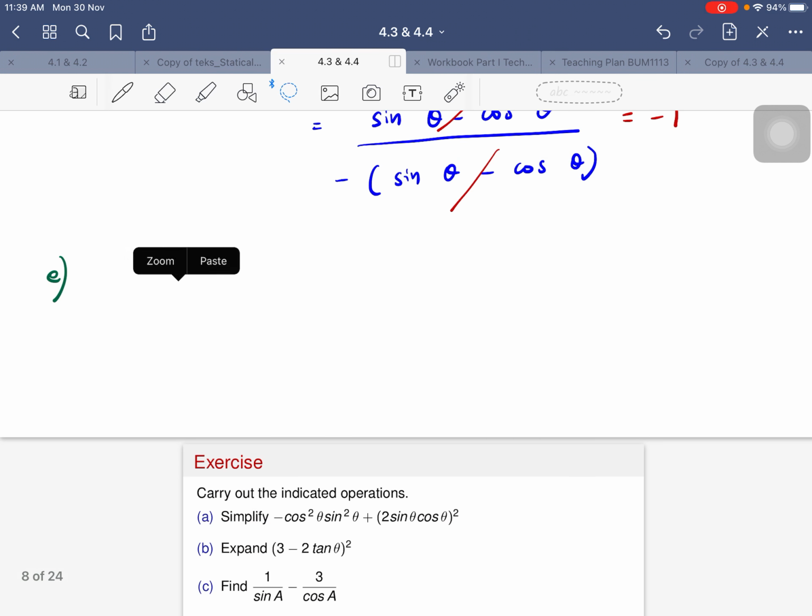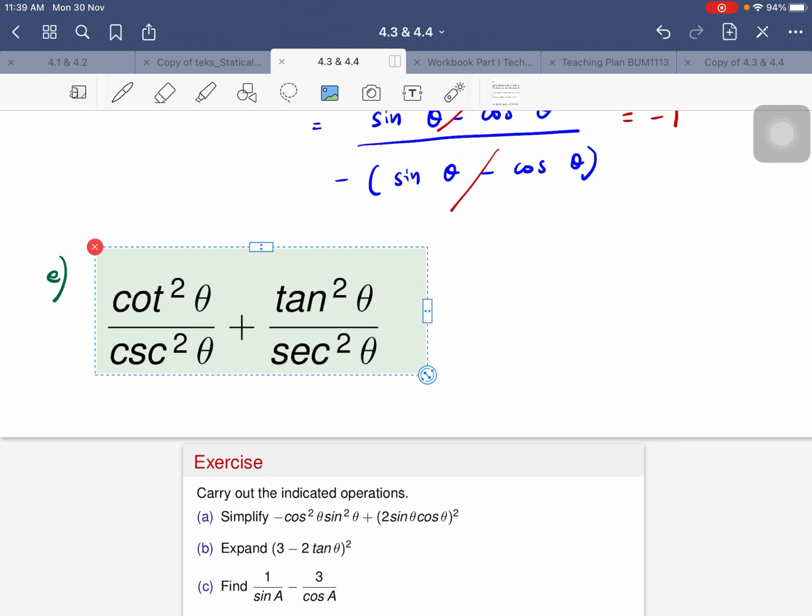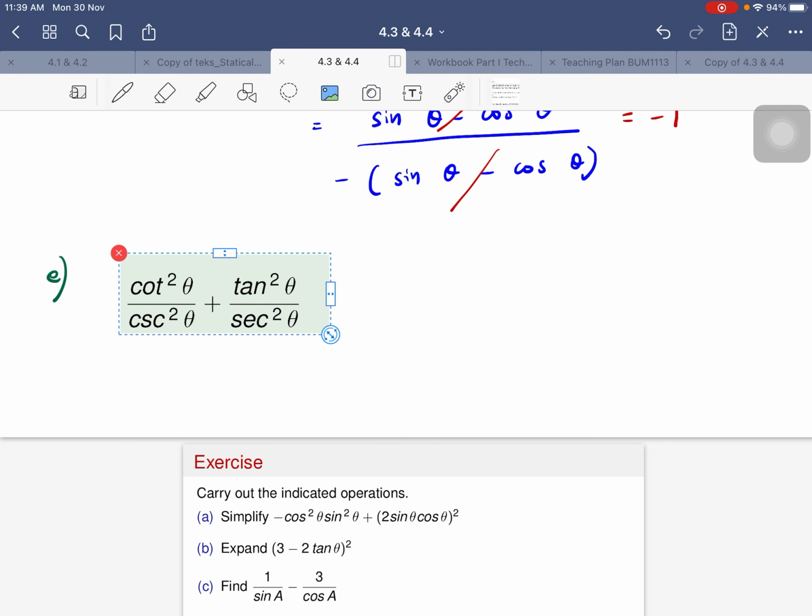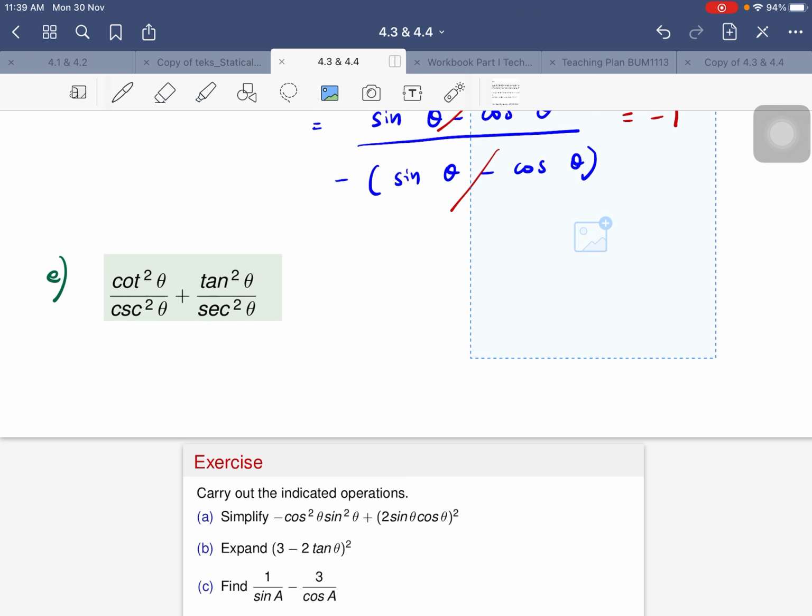No, not here. So let's paste it there. And add another page.